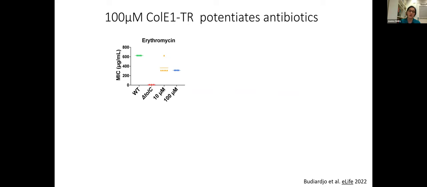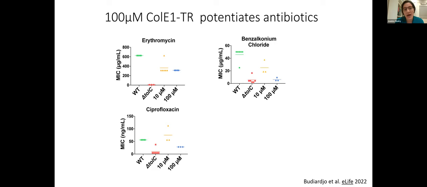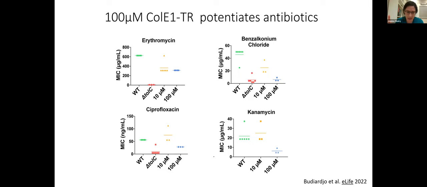So we're looking at minimum inhibitory concentration assays. This is how much antibiotic does it take to kill the cell? So less is better, right? Because resistance is more antibiotics it takes to kill the cell. So wild type is a lot of antibiotics. Delta TolC is less. This is for erythromycin. But when we add 10 or 100 micromolar of the colicin E1 TR, we can reduce how much antibiotic it takes, and not just for erythromycin, but also for benzalkonium chloride and for ciprofloxacin and for kanamycin, although we don't have a negative control for kanamycin because delta TolC is through the KO collection, it's a kan cassette. But you can see the effect. And so of course, if the AcrAB efflux pump is pushing out all of these types of antibiotics, then it is effective in a large number of antibiotics.